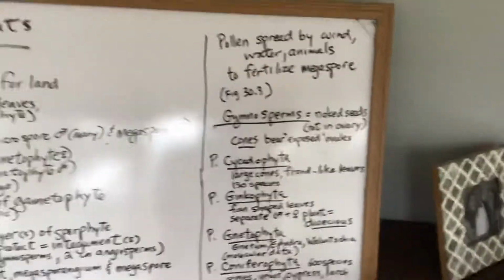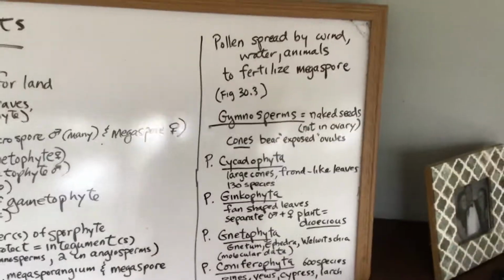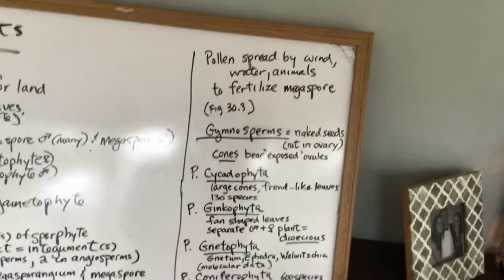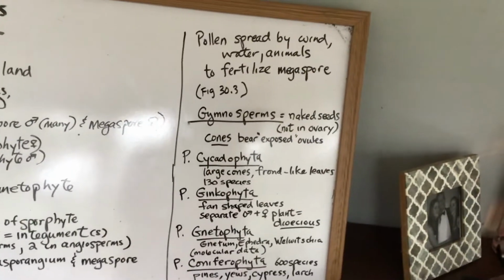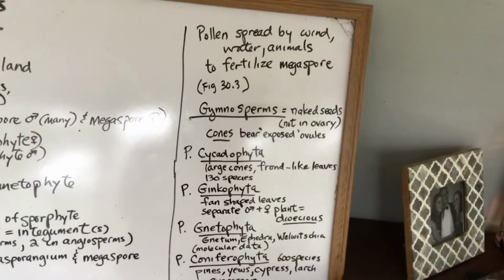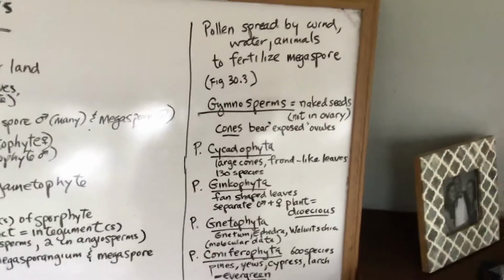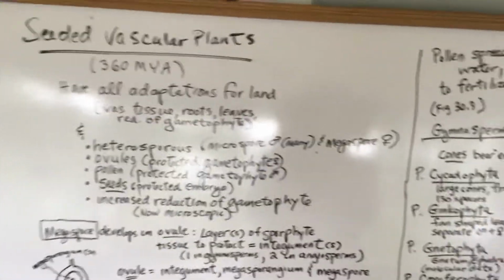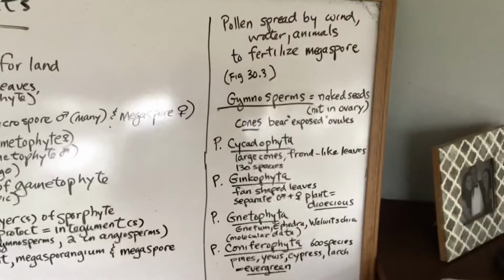The groups are, I forgot to mention, pollen is spread by wind, water, animals, and of course that's to fertilize the megaspore. And this is the classification. Gymnosperms are one of the groups of seeded vascular plants. Remember, the other group is angiosperms.